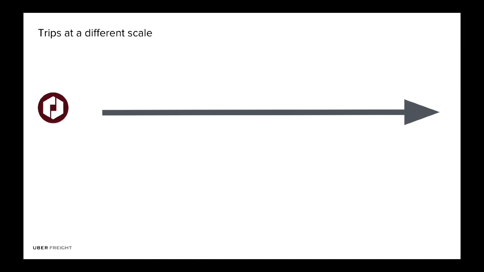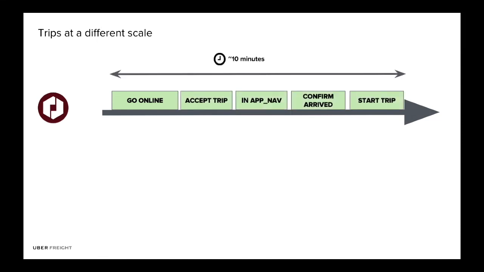One of the main reasons is that trips between the ride-sharing business and the freight business operate at completely different time and space scales. Here at the top of the screen, we can see the scale for the ride-sharing application. To start a shift and get to the first pickup, a driver has to perform a few manual inputs on the screen. He has to go online to accept a trip, and then follow in-app navigation instructions to go to the pickup location.